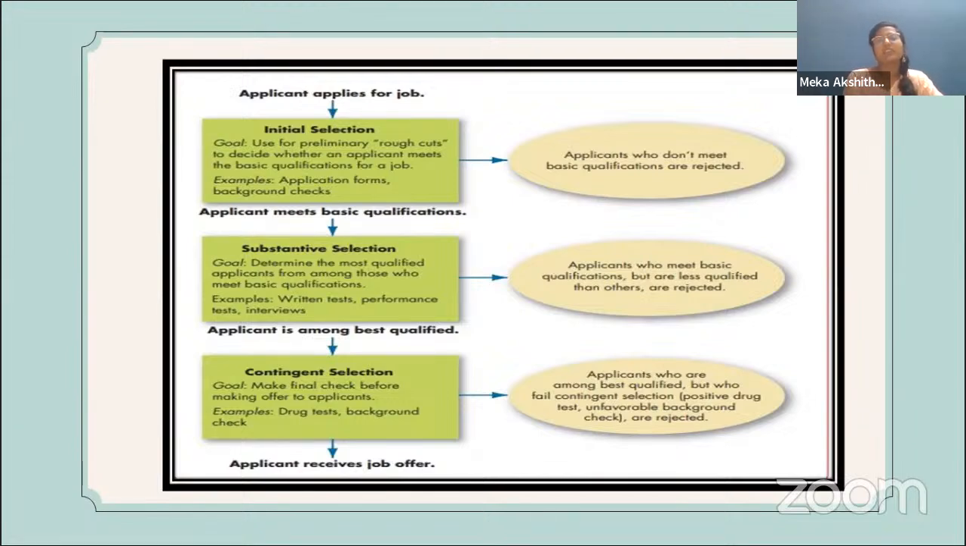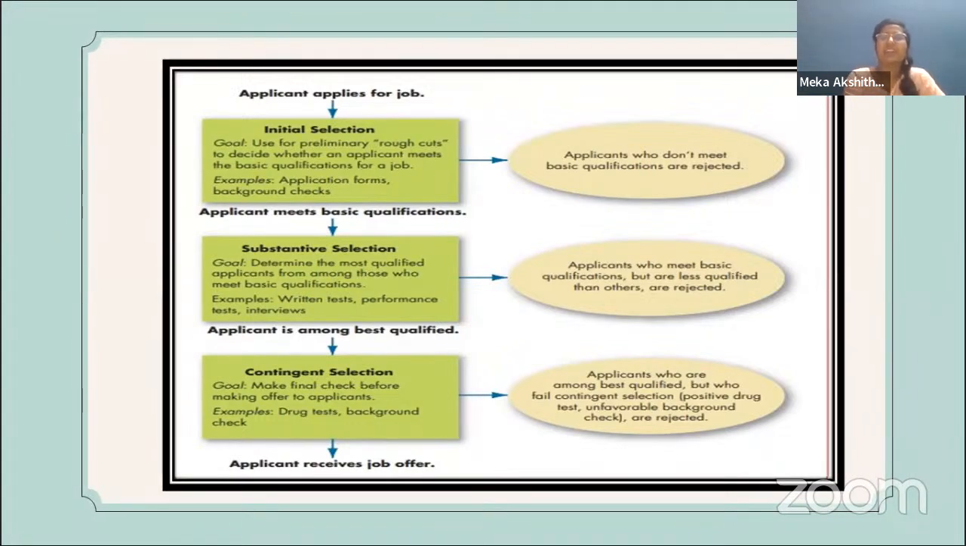Then in this phase, there would also be background checks, as in who referred them and where they are coming from. Mostly background checks won't happen in initial selection, but they would happen in contingent selection. But in some organizations, it might happen in initial selection, wherein they would check where the candidate has come from, what his previous employment details are, and whether they can contact the previous organizations where he has worked, so that they would know about the candidate.